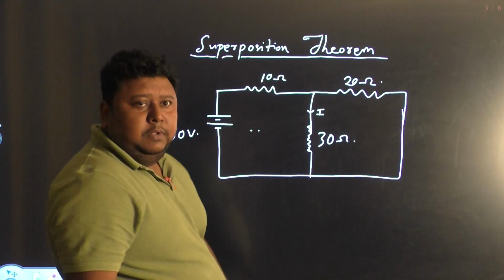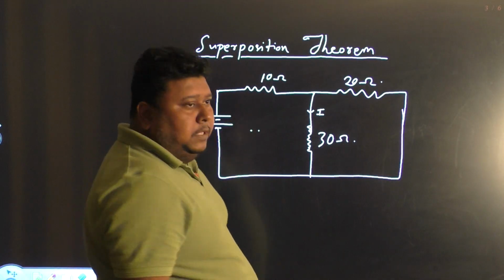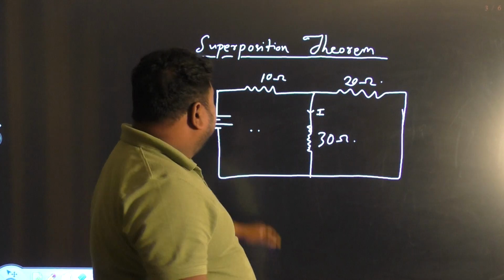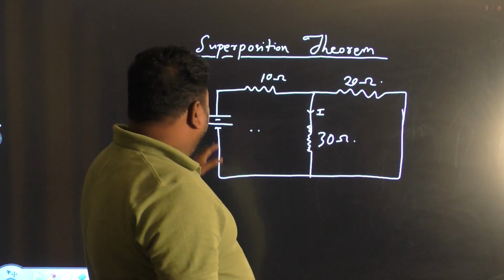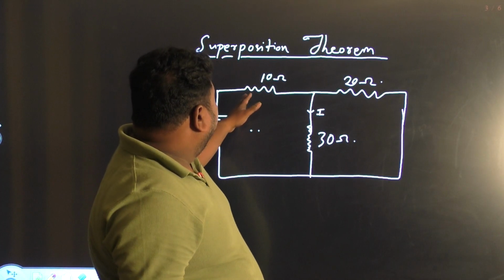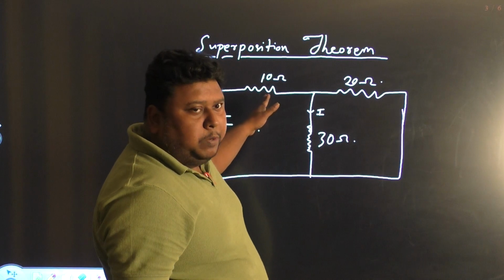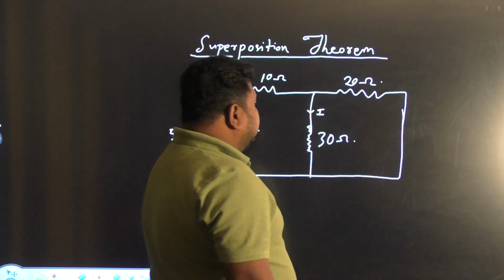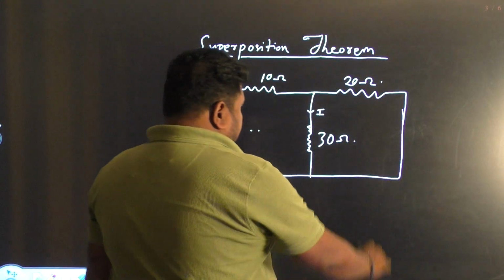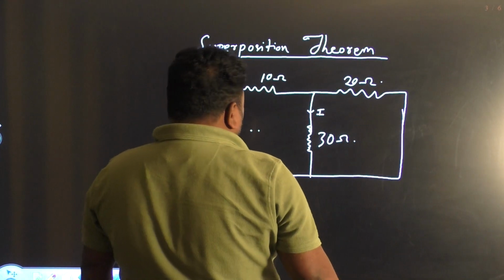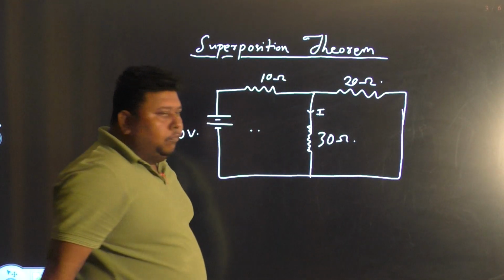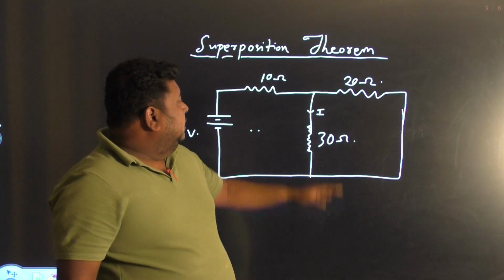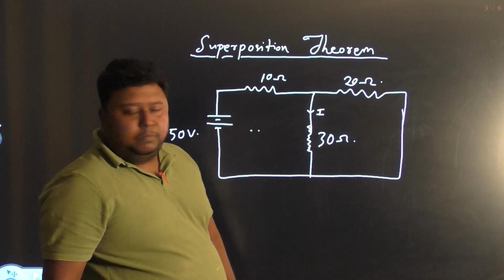Right? So this is my first step when applying superposition theorem. I have considered 50 volt and, as per the superposition principle, eliminated the other source, that was the voltage source of 20 volt. So now I have to find out the current in 30 ohm.